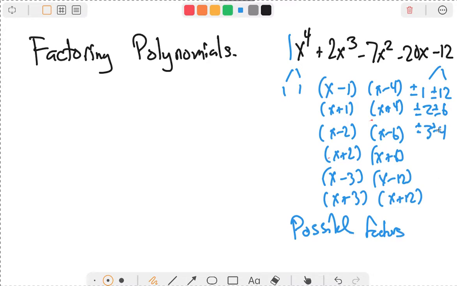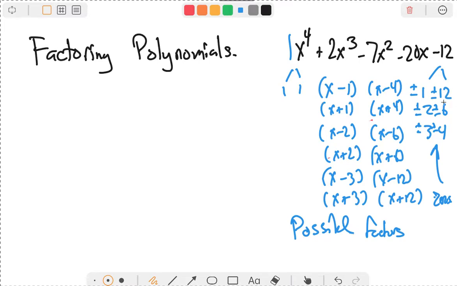Because these are all the possible zeros. Doesn't mean they are all factors. In fact, they can't. It's fourth degree. It can only have 4 factors. And it doesn't necessarily even mean any of those are factors at all. It just means if there are any factors that are rational numbers.